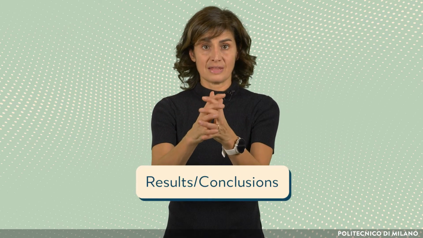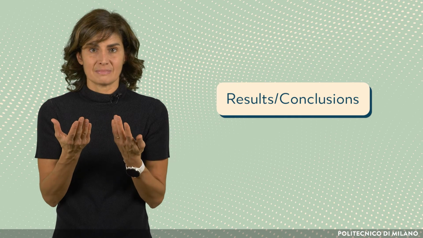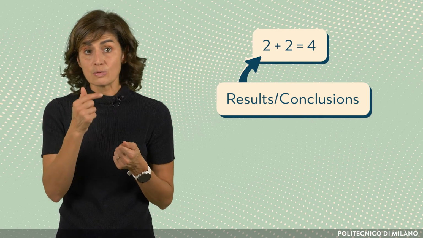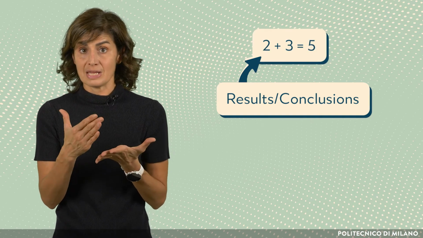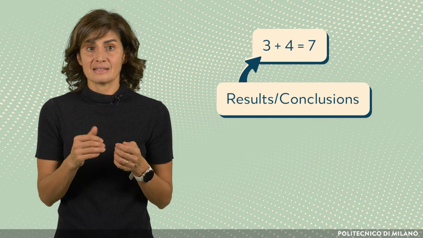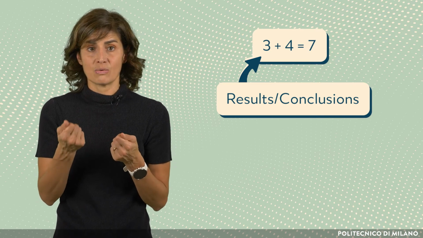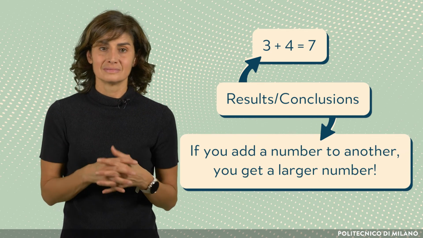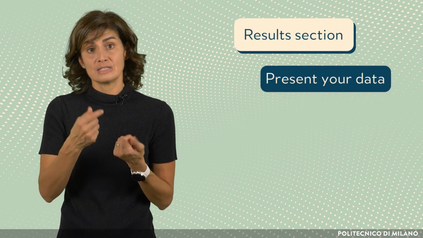The final paragraphs of a paper are results and discussion. Sometimes results and conclusions are combined together. To give you an idea of the difference, the results section is where you say that you have discovered that 2 plus 2 makes 4, 2 plus 3 makes 5, 3 plus 4 makes 7. And the discussion or conclusion section is where you say, hey, if you add a number to another, you get a larger number. Out of analogy, the results section is where you present your data.